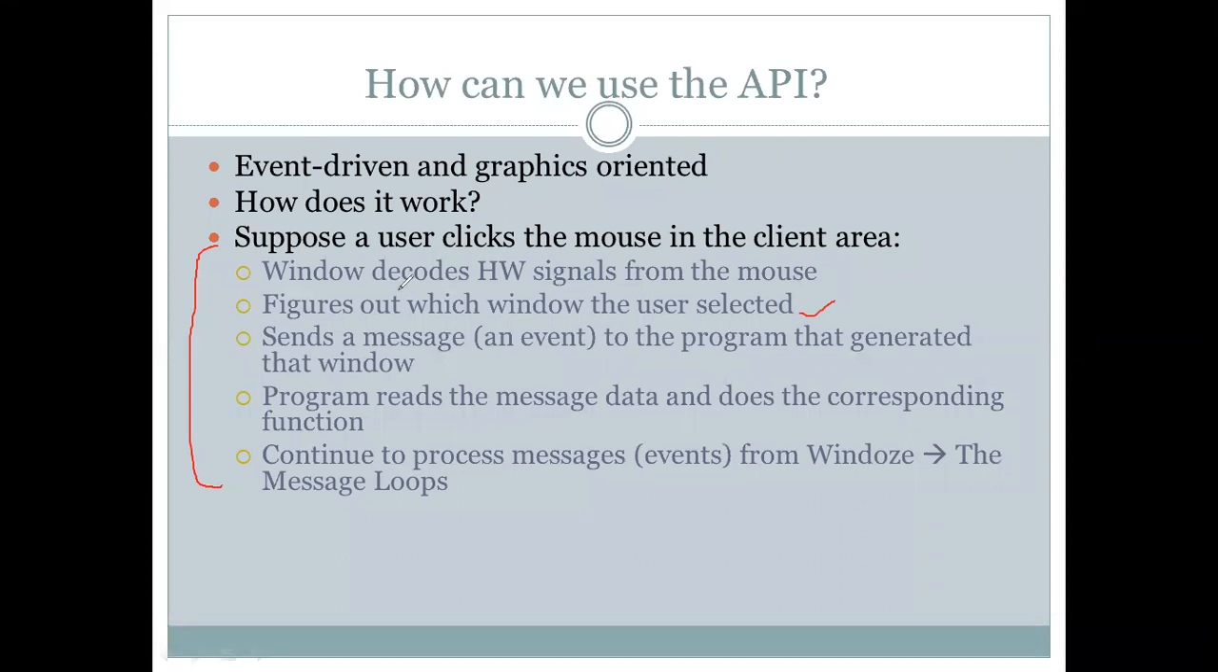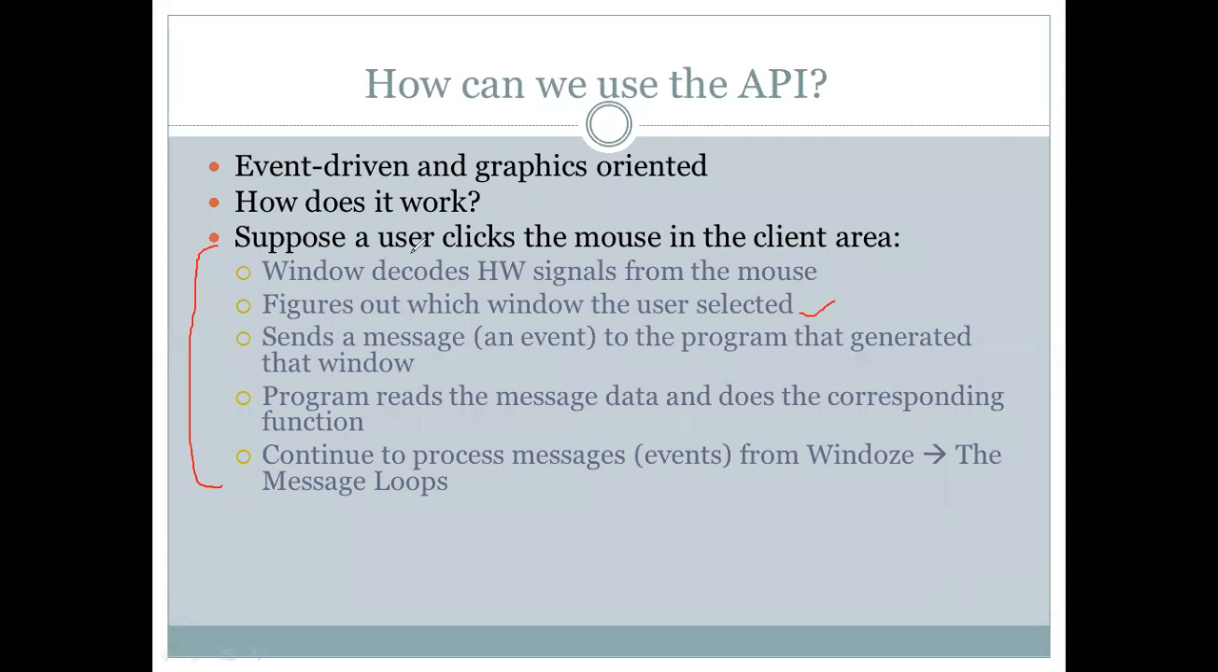Then it figures out which window the user has selected. Now, out of all the options that are available in Windows, it has to figure out which option has been selected by the user, or what functionality we have to perform.